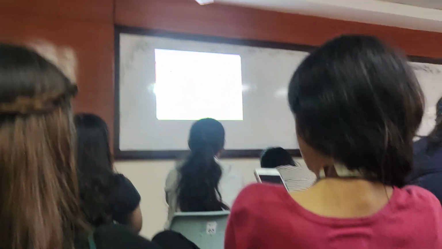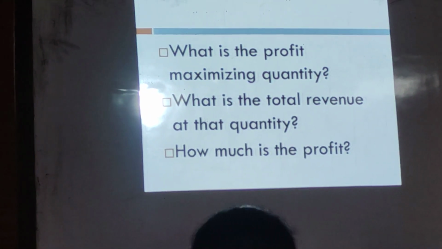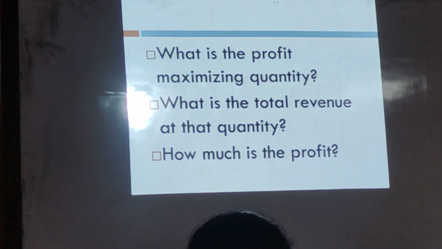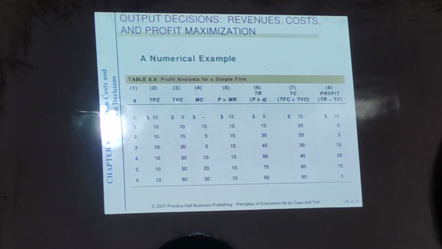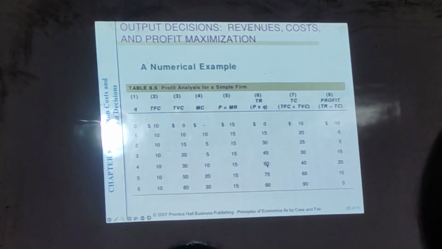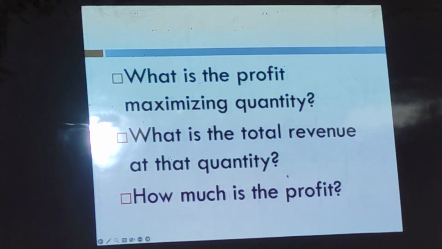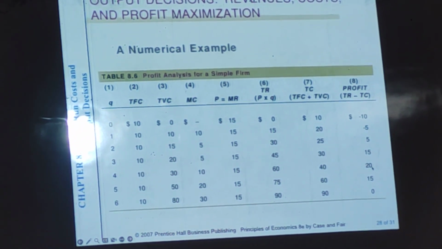So, trying to answer the question, what is the profit maximizing quantity? That is 4. What is the total revenue on that quantity? 20. Total revenue? 60. How much is the profit? 20. Okay.